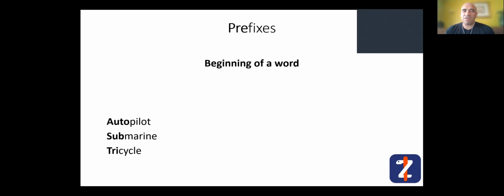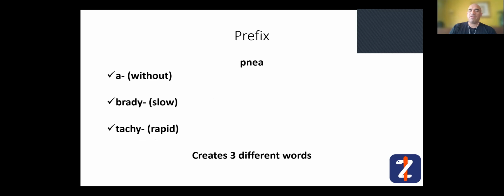Prefix is before, or the beginning of a word. You have auto, as in autopilot. You have sub, which means underneath, as in submarine. These are just other examples of prefixes. Tri means three, as in tricycle, the beginning of the word. So let's give you a little more.